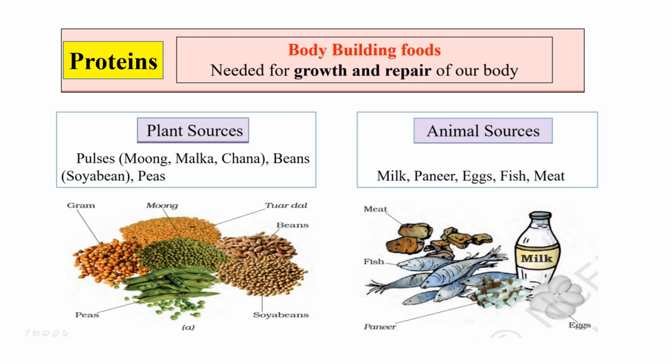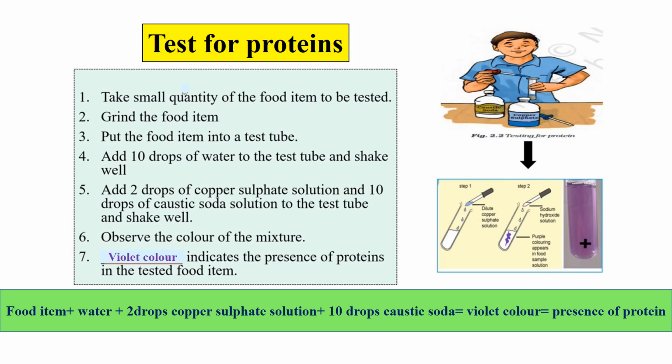Next, how can you test that protein is present in food? That we will see in the next slide. So here you can see how the test for proteins is done. First, we take a small quantity of the food item to be tested, grind it and put it into a test tube. A test tube is a hollow tube made of glass, not very thick, rather thin. Add 10 drops of water to the test tube and shake well.